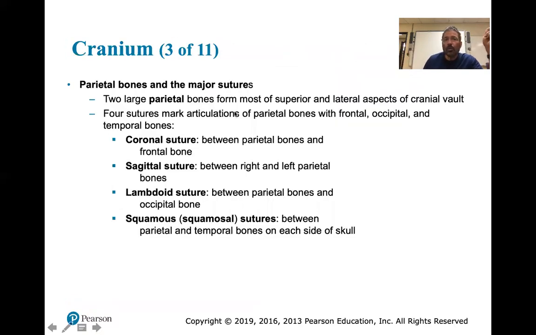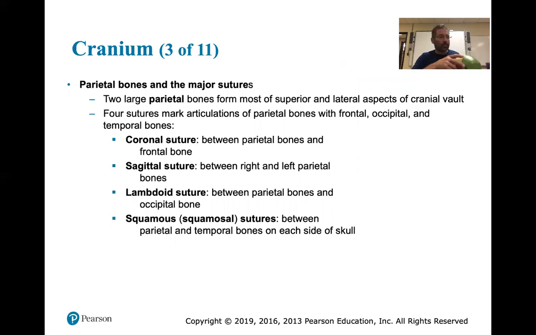The two parietal bones form most of the superior and lateral aspects of the cranial vault. There are 4 sutures. Remember, those are going to be the saw-like structures where these bones come together. Let's get rid of the parietal bone, the frontal, occipital, and temporal bones.